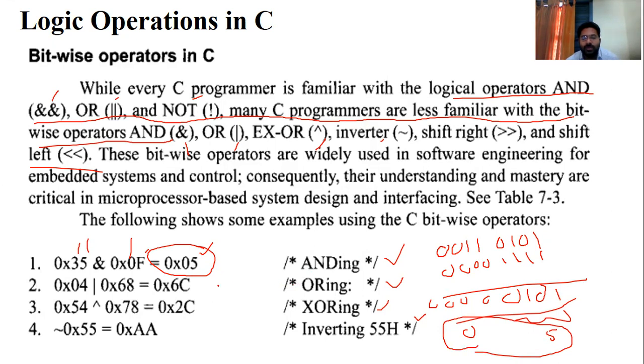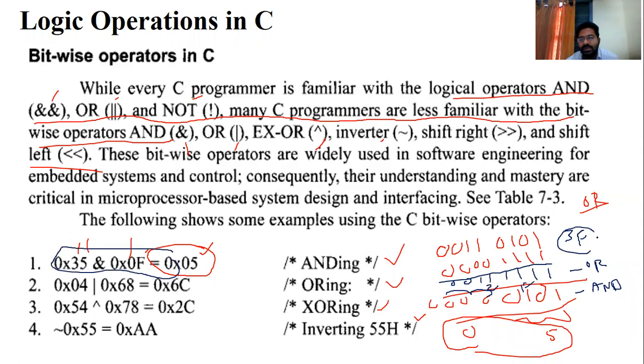Likewise, similarly, you have the OR operation also. What is the meaning of the OR operation? If any one of the inputs is 1, the output is 1. I write the OR operation here. If any one of the inputs is true, the output is also 1. So this is 3 and this is F. So 3F is the answer for the OR operation. 3F is the answer.